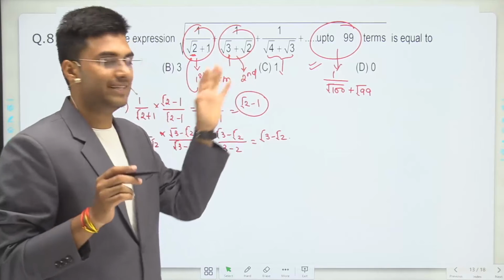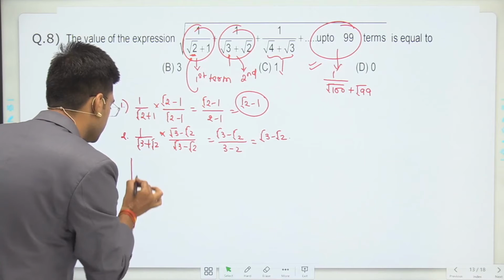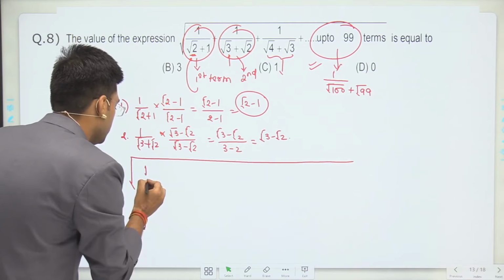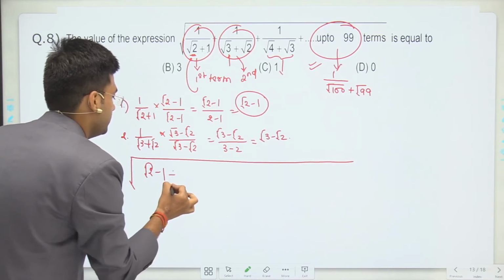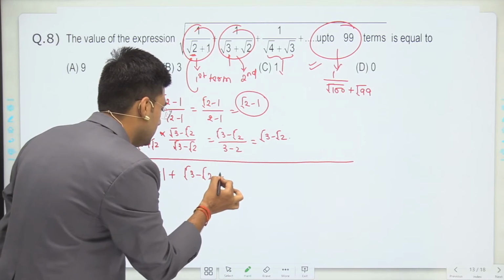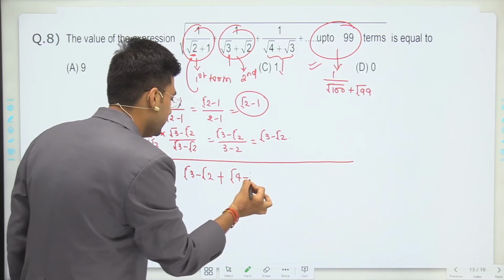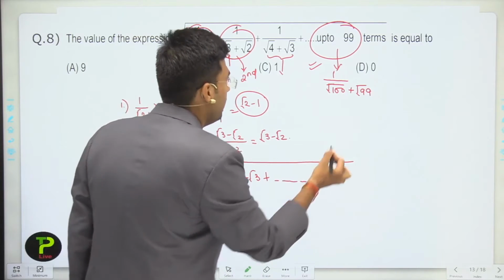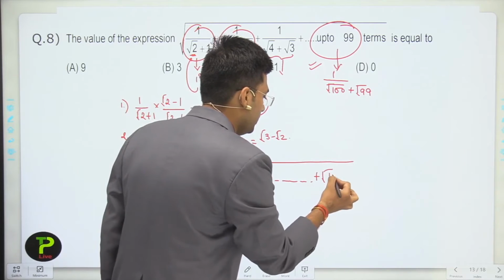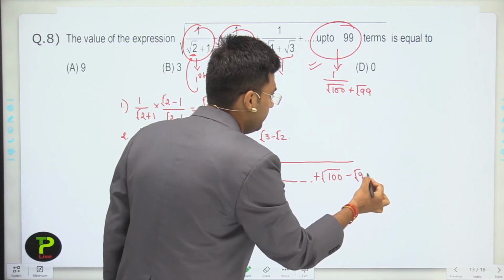Now dear students, we observe what we will get when we rationalize the denominator of each and every term of this expression. So replace all the values in this expression. 1 upon root 2 plus 1 is equal to root 2 minus 1, plus 1 upon root 3 plus root 2 is equal to root 3 minus root 2. Then 1 upon root 4 plus root 3 is equal to root 4 minus root 3, and so on. And 1 upon root 100 plus root 99 is equal to root 100 minus root 99.